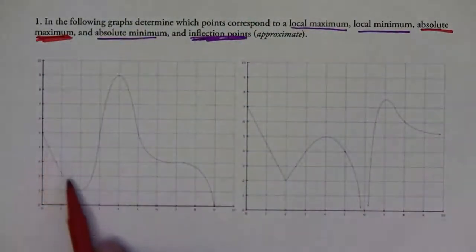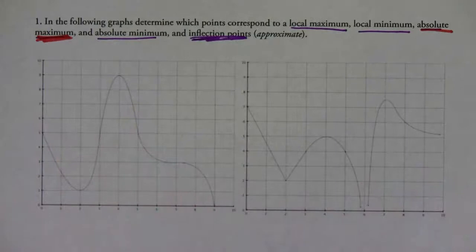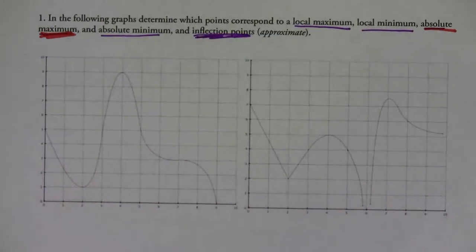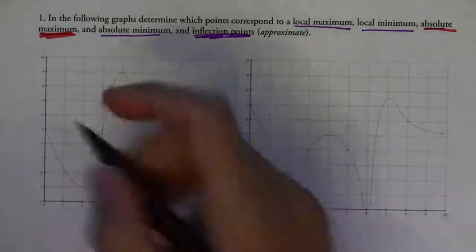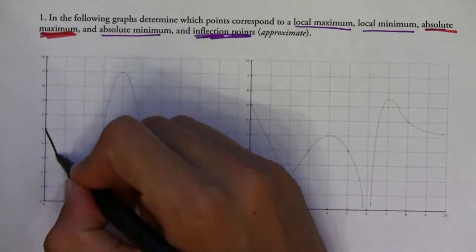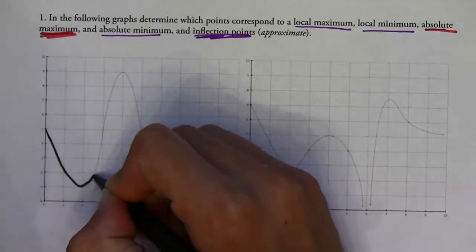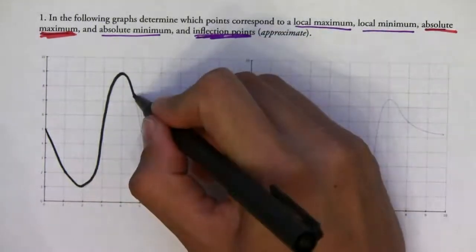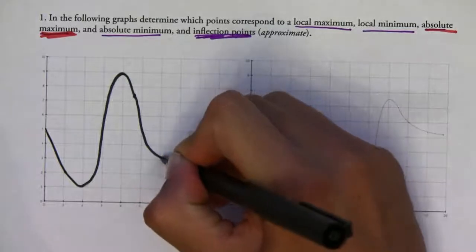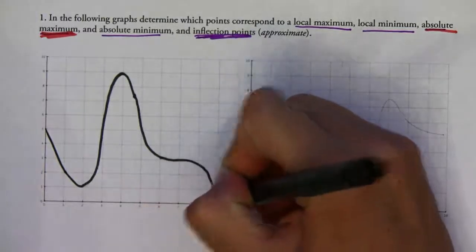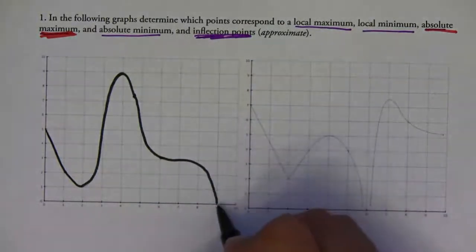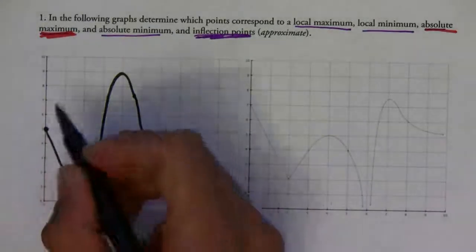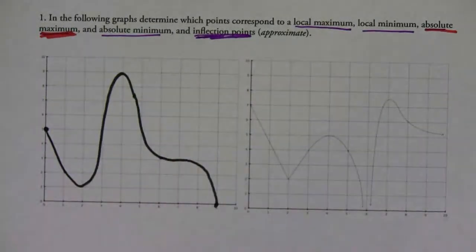So if you take a look at this first graph, for the absolute maximum, you just look at what the largest value of your graph is. And I'm going to retrace the graph, make it thicker, make sure you guys can see it well. And here the graph stops right here and stops right here. So these are the endpoints.